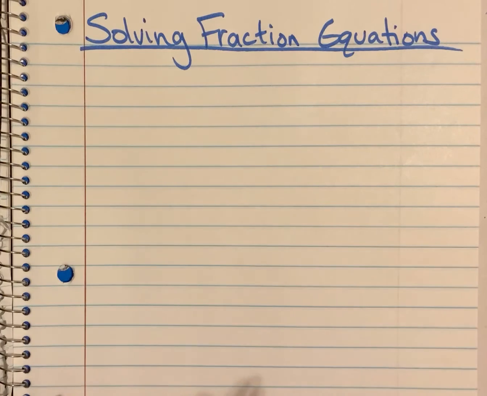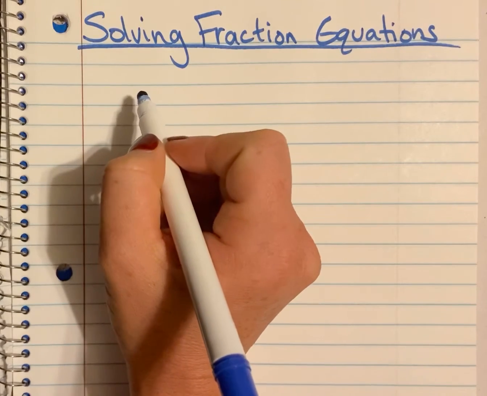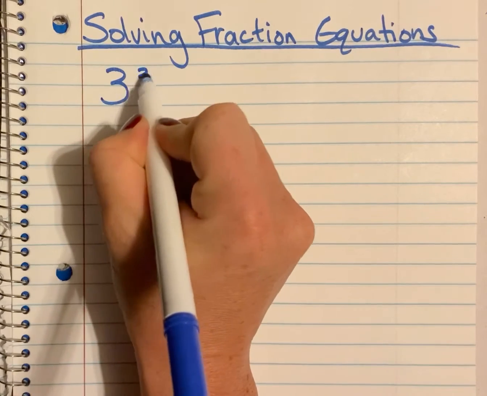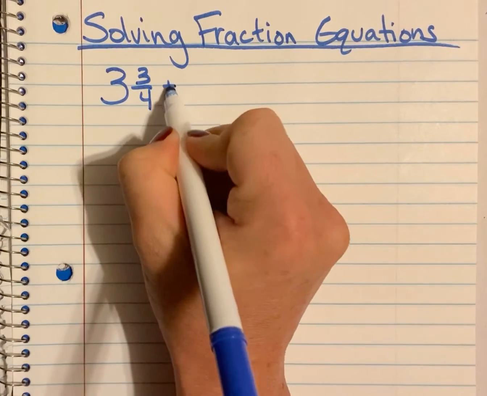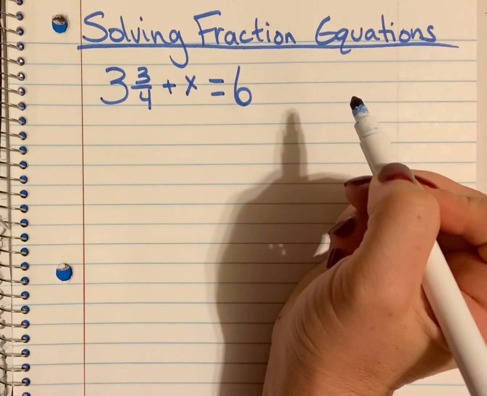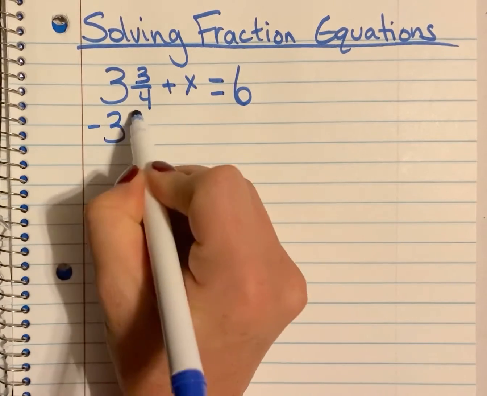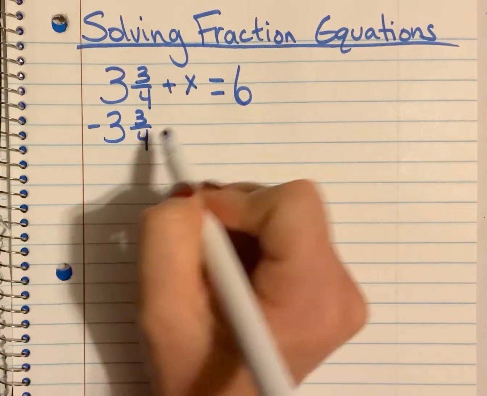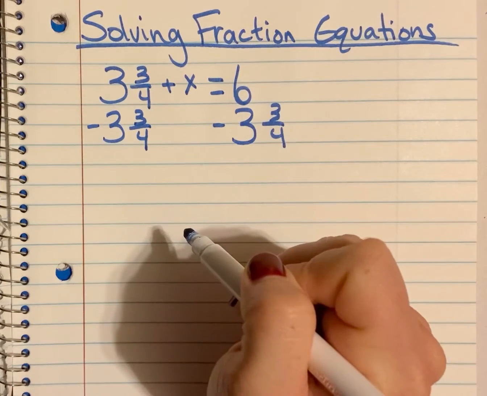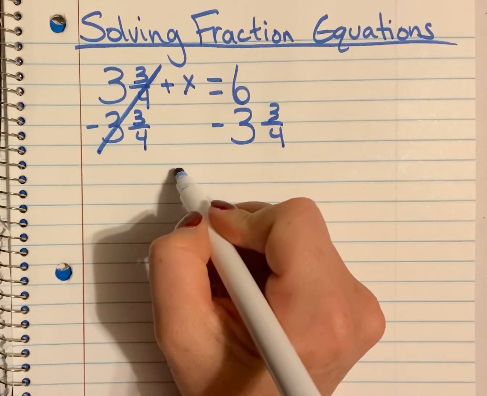We're going to be solving fraction equations with mixed fractions as well. So let's start out with 3 3/4 plus x is equal to 6. We need to do the inverse operation, so we're going to subtract 3 3/4 from both sides. We've isolated the variable on this side.